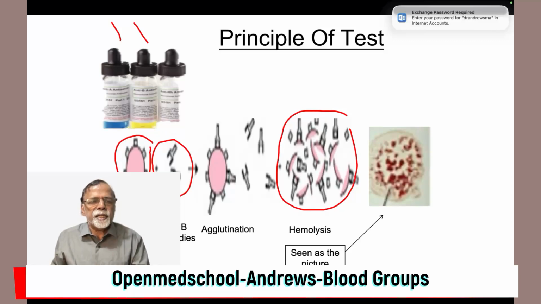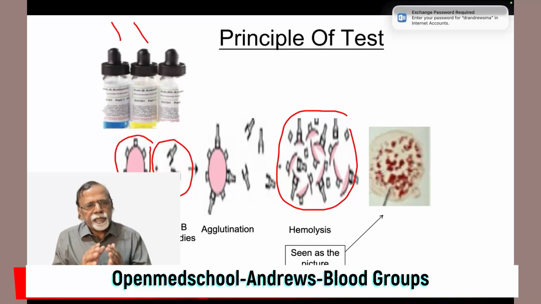Suppose you are adding anti-A, if it clumps, that blood is A type. If when this anti-A and anti-B is added, the blood is not coagulating or clumping, the RBCs are not getting together, that means there is no antigen A or B on the RBC, and such blood is called O group. Hope this point is clear.